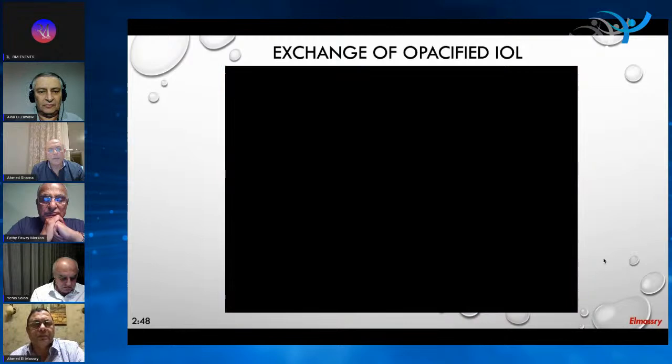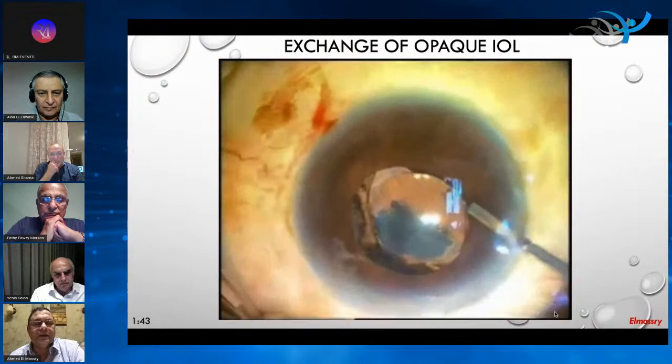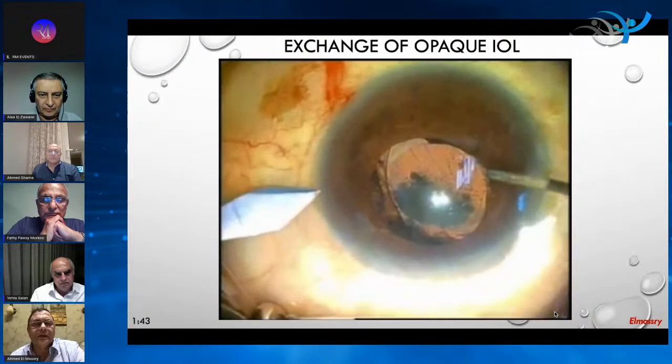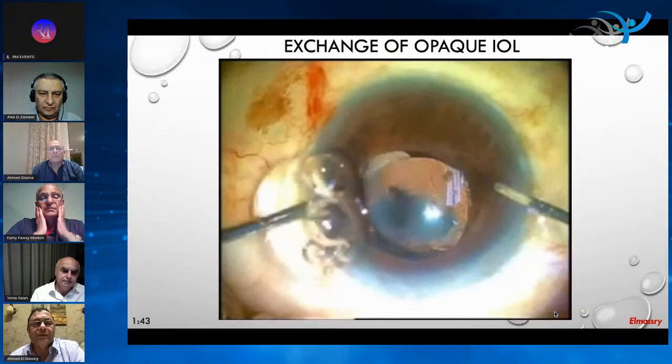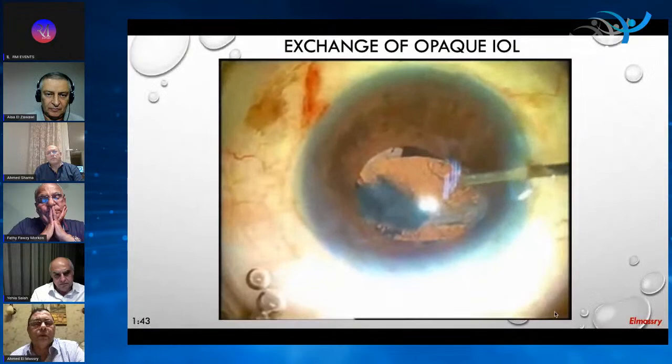This is another case of opacified IOL. As you see here, it's very clear that the IOL is opacified. There is no other choice, you have to remove this lens. Don't expect that all the cases will be easy to be delivered or taken out of the bag, because as long as the time passes, you may find more adhesions and more lens fibers or lens cells in the bag.